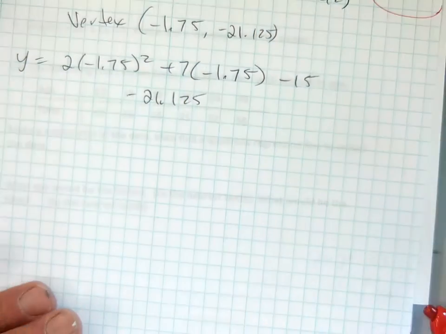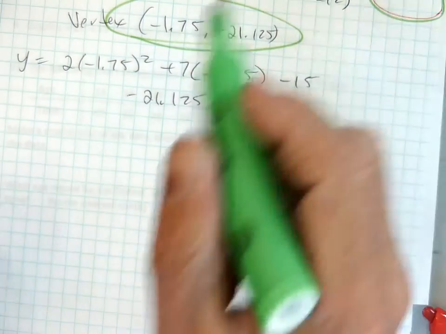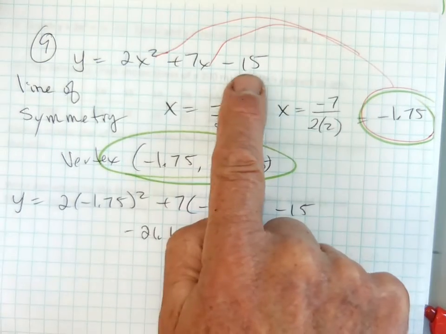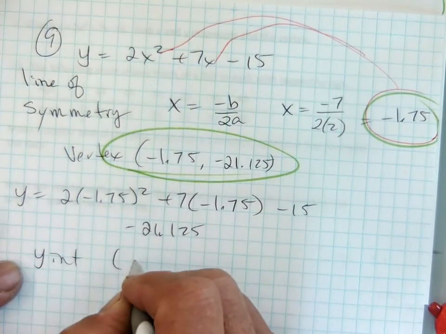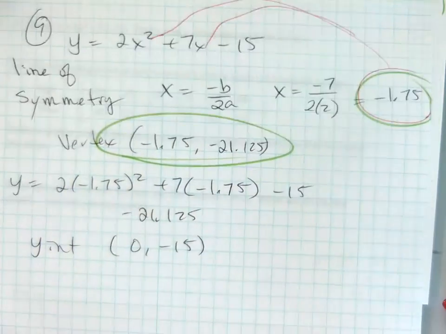Okay, I've got my line of symmetry, I've got my vertex. Now, the y-intercept is easy. Negative 15. Everybody agree with that? The y-intercept has got to be 0, negative 15. It's just the value of c.